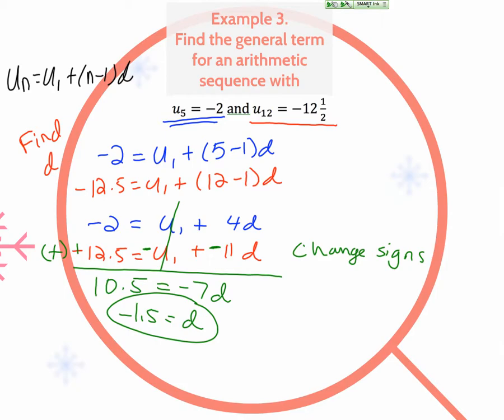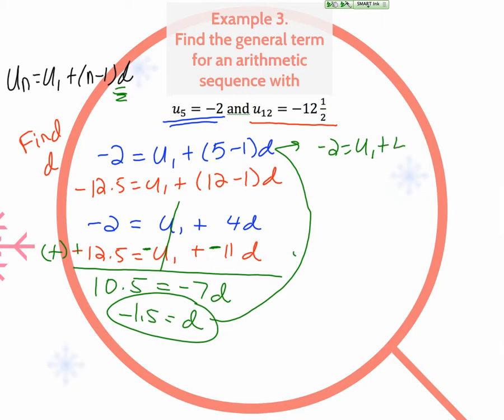Now remember, we're trying to write our general term. So I know what d is. I can plug d in, but I still have to find the first term. So I've got to substitute that back in order to find my first term. Now you can pick your favorite. My favorite is the top blue equation because there are no decimals. So I'm going to substitute that back in right here. So I've got negative 2 equals u sub 1 plus 4 times 1.5. I just subtracted 5 minus 1 right away.